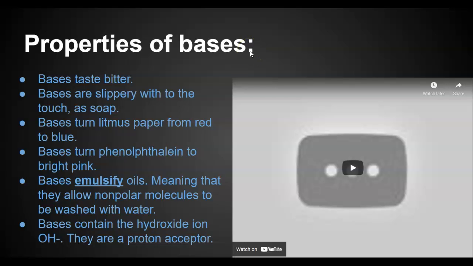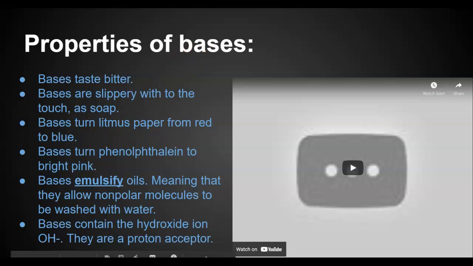Properties of bases. Bases taste bitter. They taste kind of bad. Like if you've ever had soap in your mouth, like when you're a kid and your mom puts soap in your mouth, very, very bitter. Bases are slippery. That's why soap is slippery. Bases turn litmus paper blue.